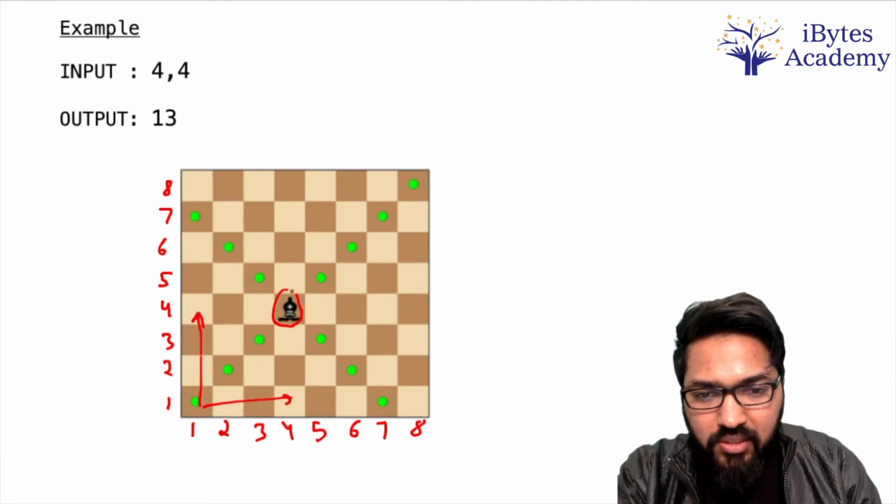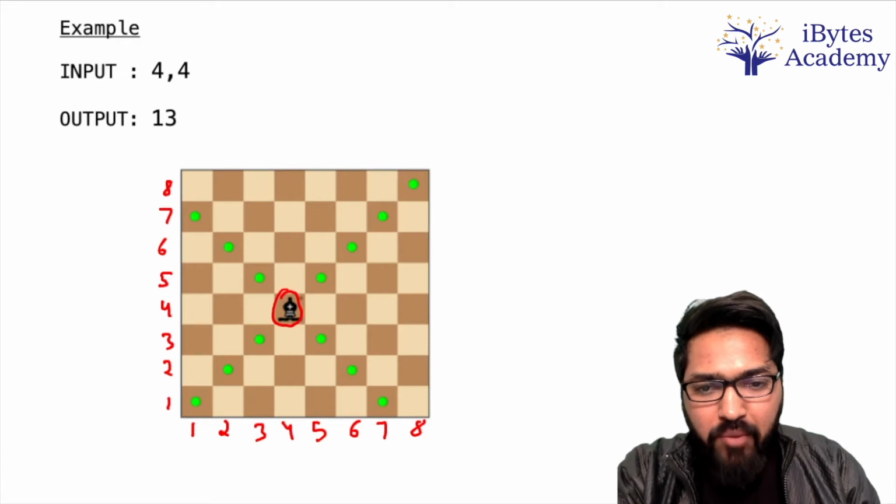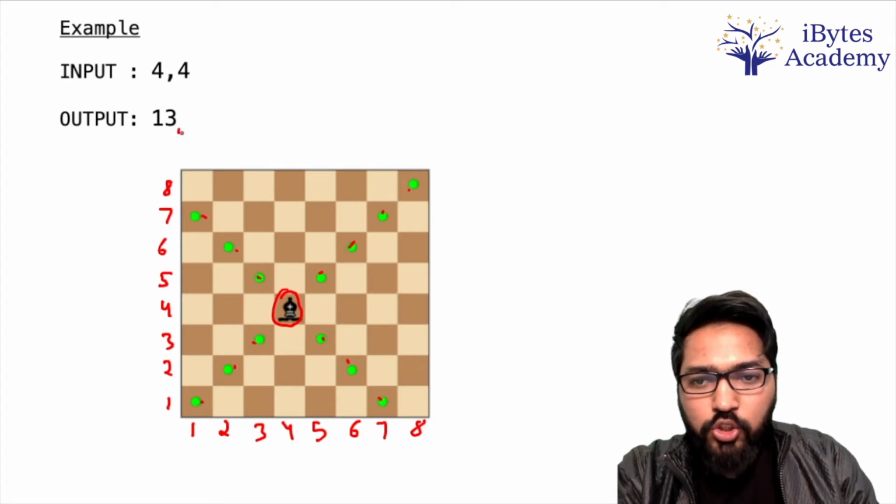Okay, so this is the bishop over here. Now this bishop can move to a total of 13 squares, right? So 1 2 3 4 5 6 7 8 9 10 11 12 13. So our output should be 13.